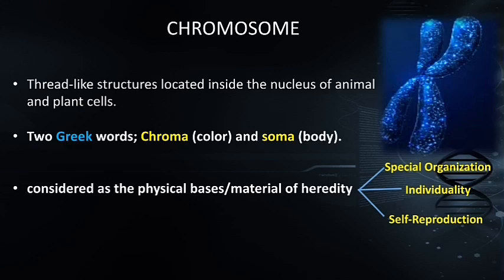First, let me make sure you understand what a chromosome is, how the term chromosome was derived, and why chromosomes are called the physical basis of heredity. Basically, chromosomes are tiny thread-like structures present inside the nucleus of all animal and plant cells. The term chromosome was derived from two Greek words, chroma and soma. Here, chroma refers to color and soma refers to body. Due to three main reasons, chromosomes are considered the physical basis of heredity: having special structural organization, individuality in performing their own functions, and capacity of self-replication.